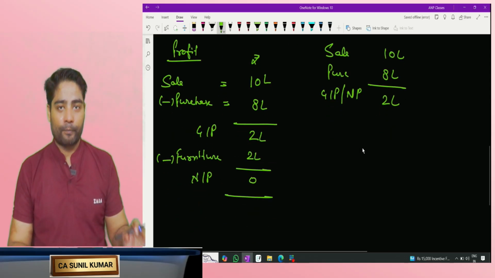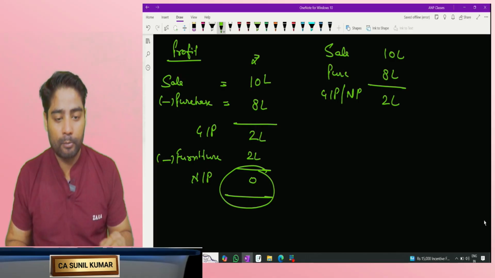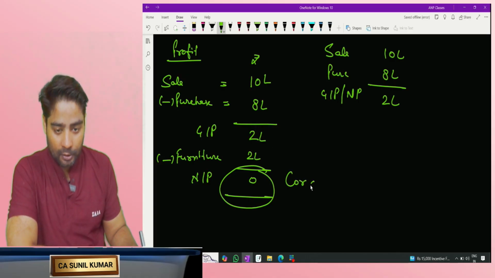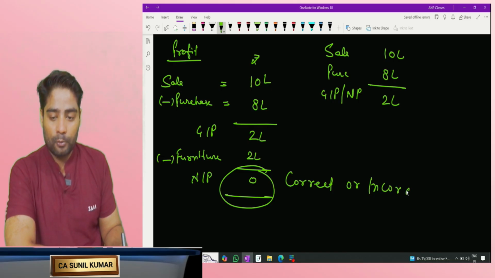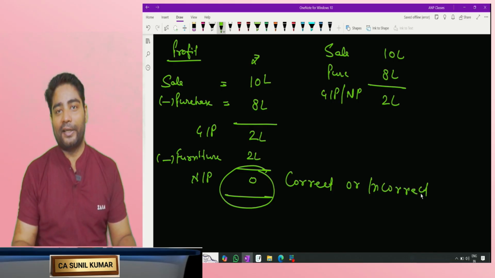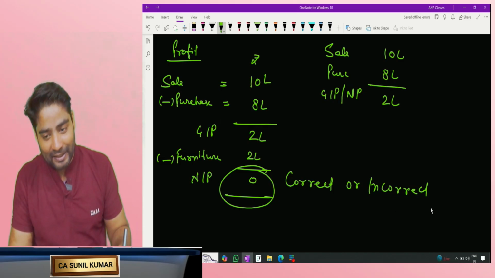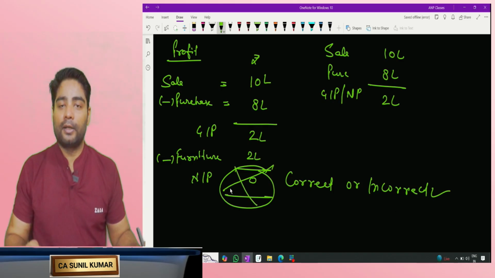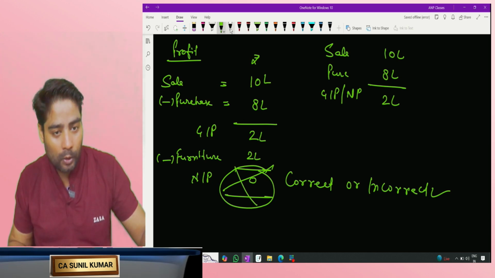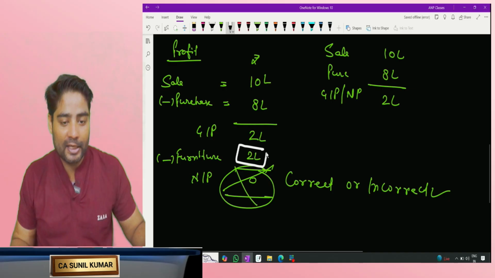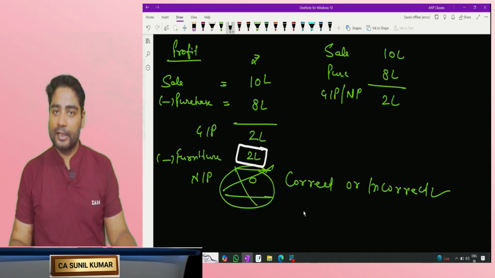Now I'm asking you, the profit of rupees 0 that we calculated for Mr. Ram, is this correct or not? Sir, it is incorrect. Why? Because, sir, you have taken the whole amount of furniture as an expense.